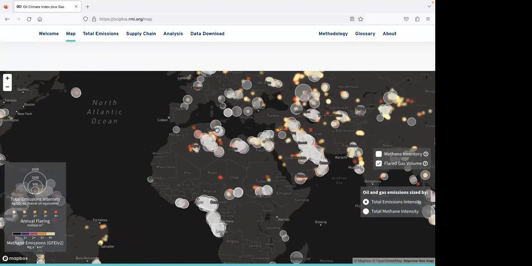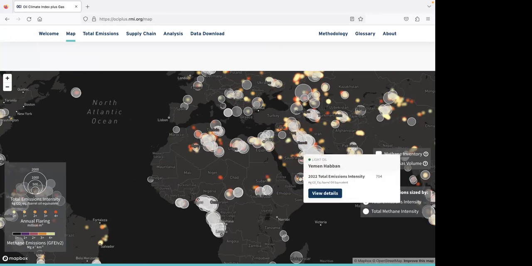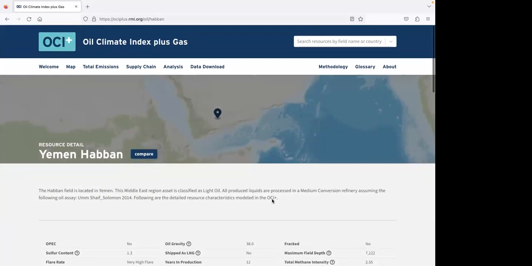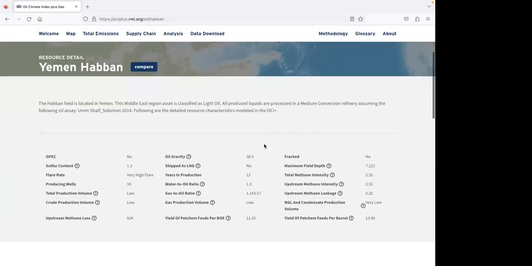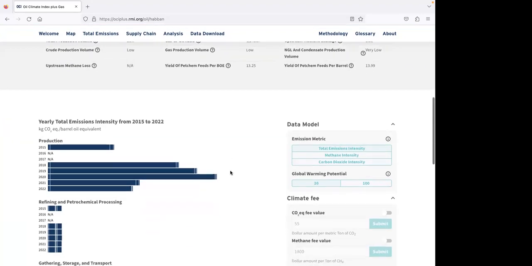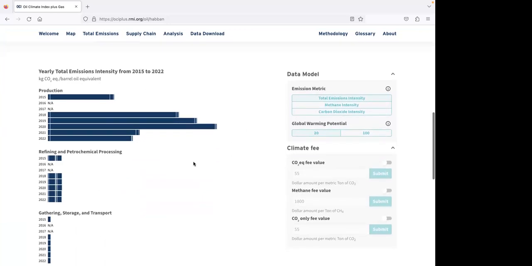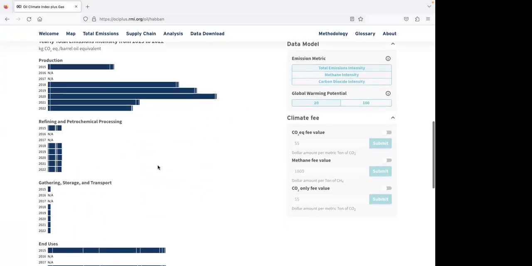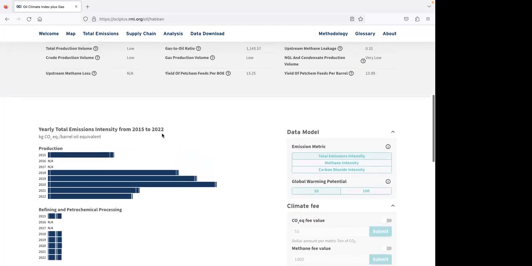Each bubble on this page represents one oil or gas resource. The size of the bubble is proportional to the estimated emissions intensities. Users can click on the bubble to read the emissions intensity number and also click View Details to read the oil and gas characteristics of this field. They can also scroll down to see a time series emissions profile. You can see emissions can change over time due to reservoir conditions, operational practices, and geopolitics like a civil war.